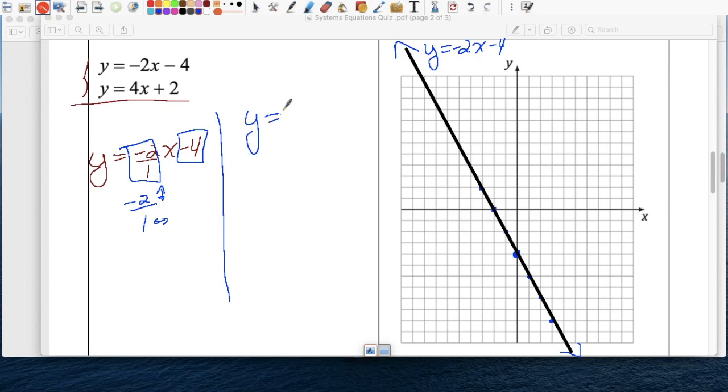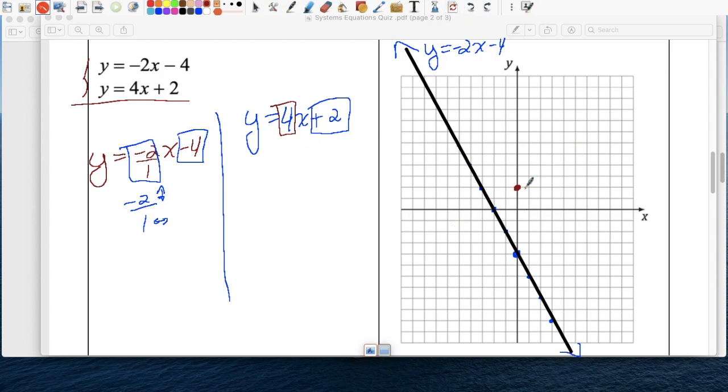y equals 4x plus 2. What do I know? Well, I know my y-intercept is positive 2. Let me change colors over here. So I know this line is going to cross the y-axis here. What else do I know? I know my slope is positive. Look, positive. So I know my line is going to go up like this, from left to right.